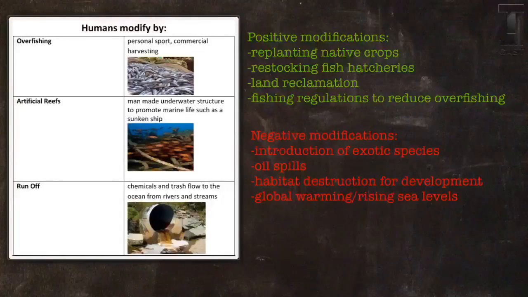As far as positives, we create artificial reefs to replace the ones that are being destroyed, basically just man-made underwater structures that promote flourishing marine life. Replanting of native crops, restocking fish hatcheries, land reclamation, and fishing regulations are all ways that we positively have modified ocean systems.